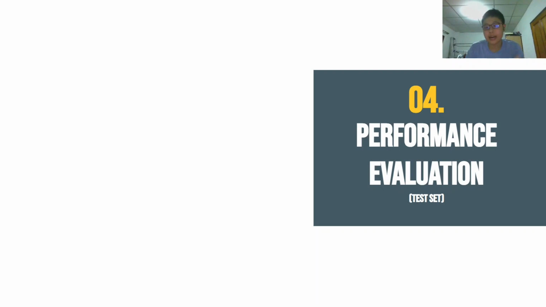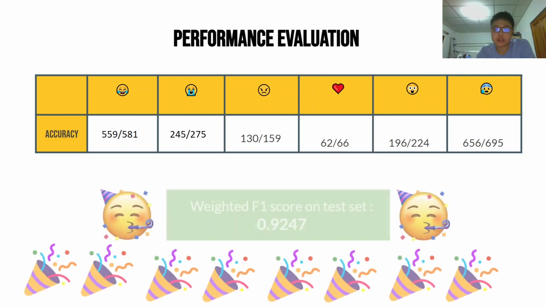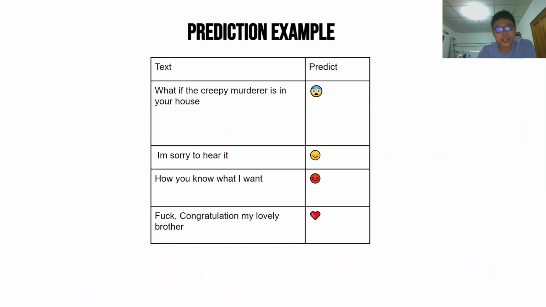Next, let's see the performance our Commuji model can achieve on the test set. You can see that the accuracy for each label is pretty good here, and you can evaluate it using the weighted F1 score. The result is really impressive: it achieved more than 90%. Hooray.